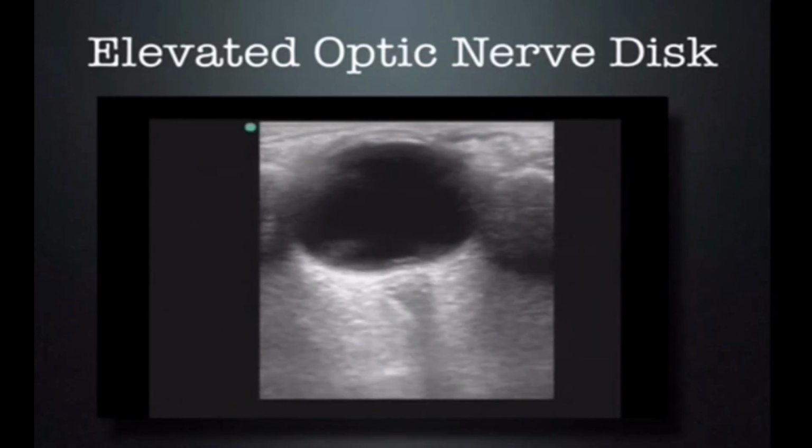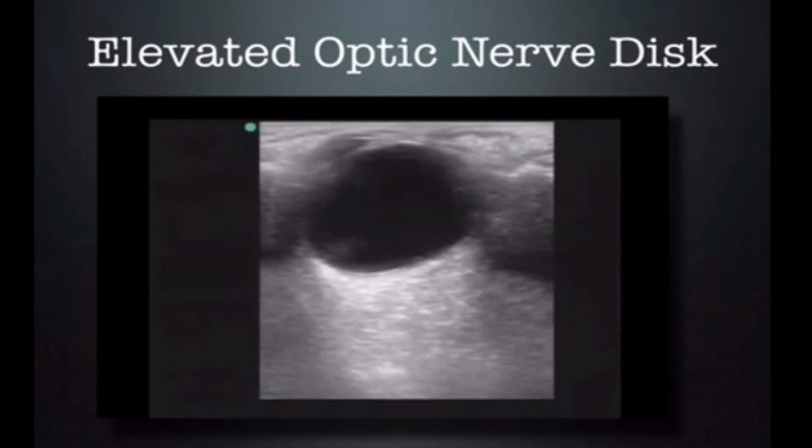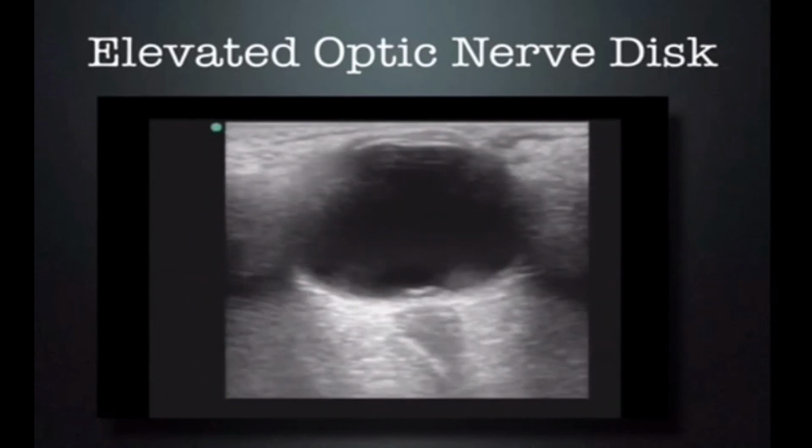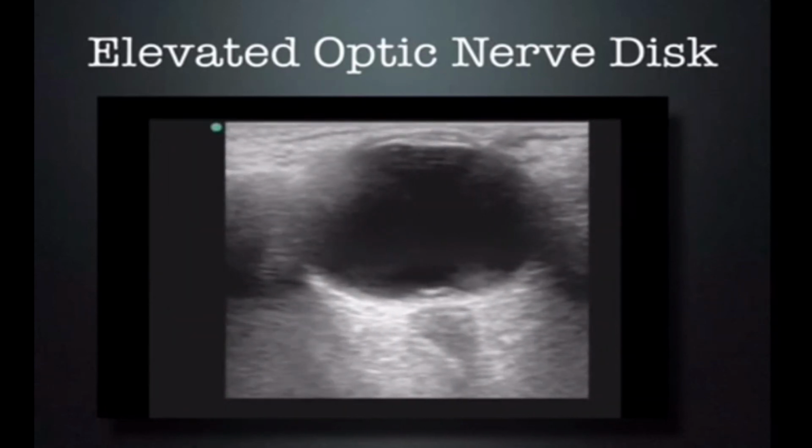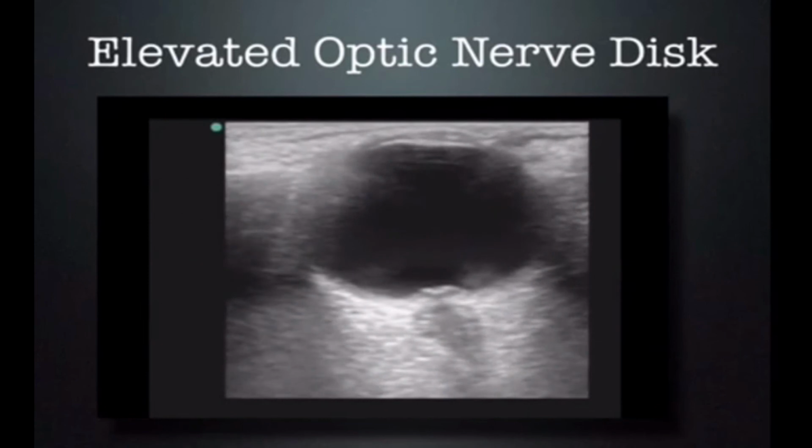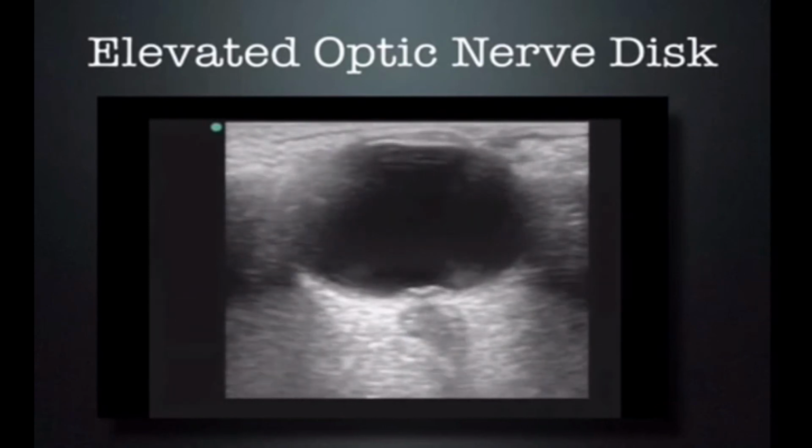Here we have a video and you can see the elevated optic nerve disc. You can see that it's doming up into the vitreous. You can see that very well here. Also, if you look posteriorly, the optic nerve sheath is also wide. It's greater than 5 millimeters.